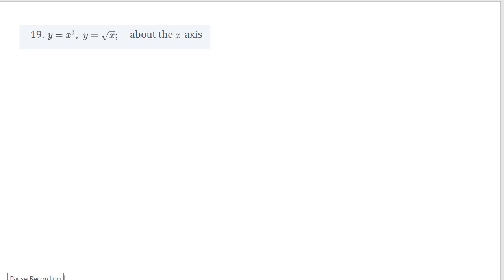Now this is two curves here. This is a little bit different. It's about the x-axis. After I finish this, you try 20. It's about the y-axis. And you can do the same thing as I did before. You can swap the letters here and do it about the x-axis. So it becomes the same problem as I have in 19.